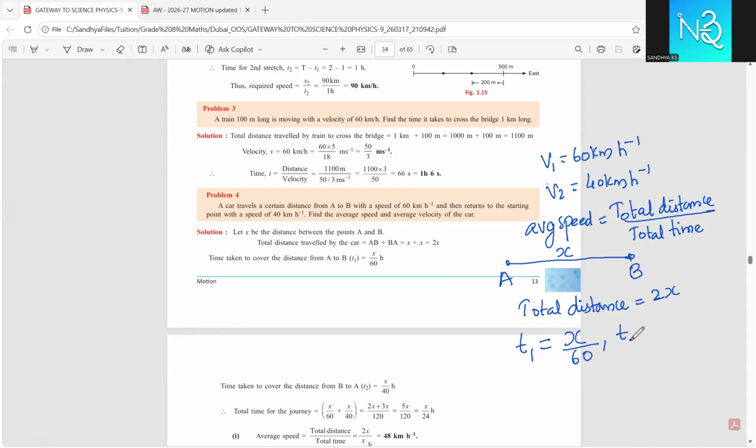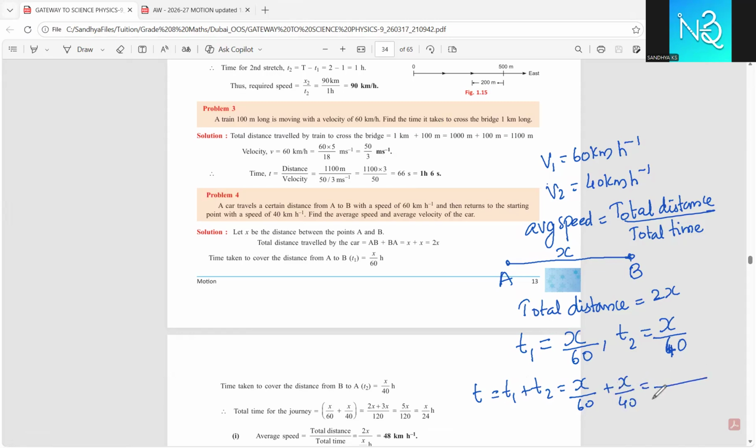Similarly, what is the T2? T2 is equal to again x divided by 40, because now it will become 40 as that is the speed. Okay, so x by 60 and x by 40. Now total time t is equal to t1 plus t2. So that is equal to x by 60 plus x by 40.